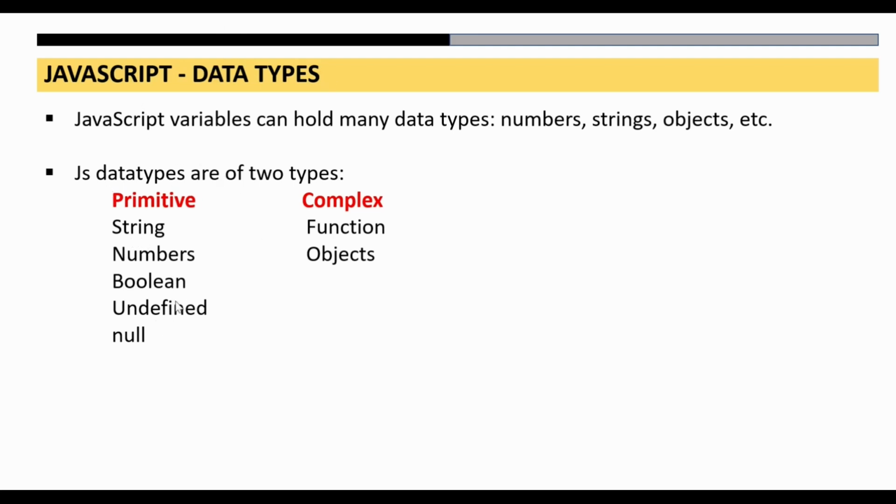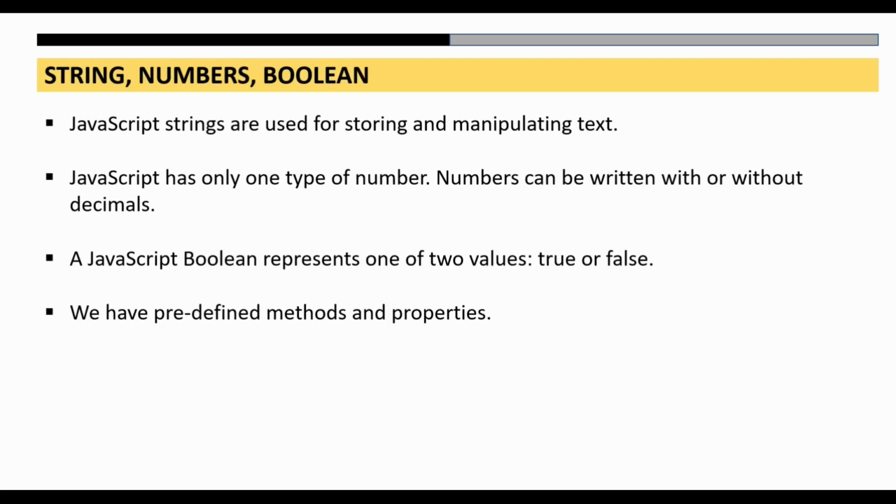So we are going to start with the primitive data types. Definitely we are going to start with strings, then numbers, boolean, undefined and null. And then we are going to move on to the complex or non-primitive data types. So firstly we have strings.